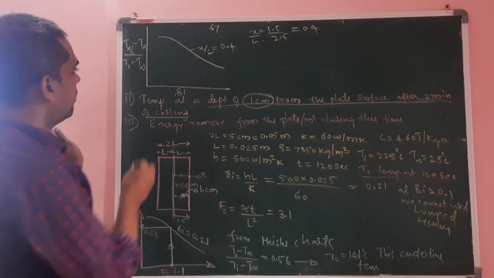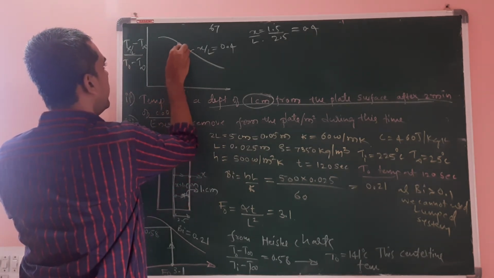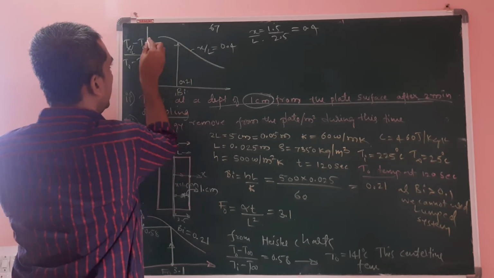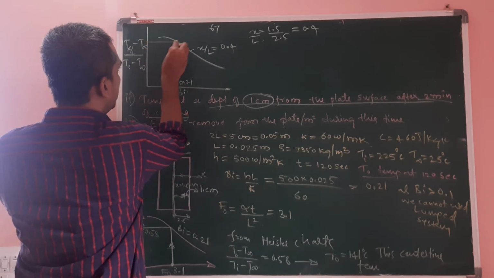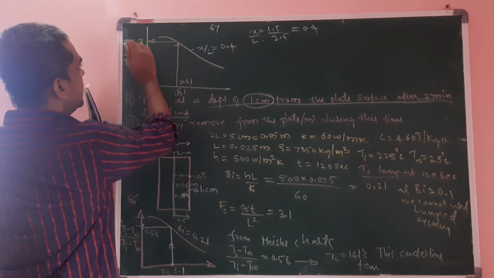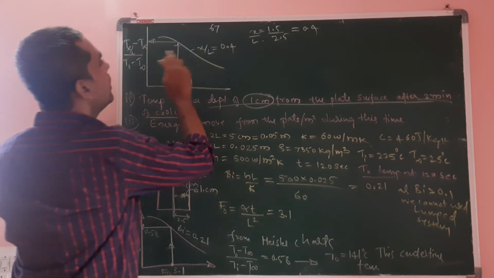You have to draw one vertical line here at Biot number equal to 0.21. At Biot number 0.21, you have to draw a vertical line. Further, you have to draw one horizontal line here. Wherever it intercepts (T(x,L) minus T infinity) divided by (T naught minus T infinity), you will get that value.